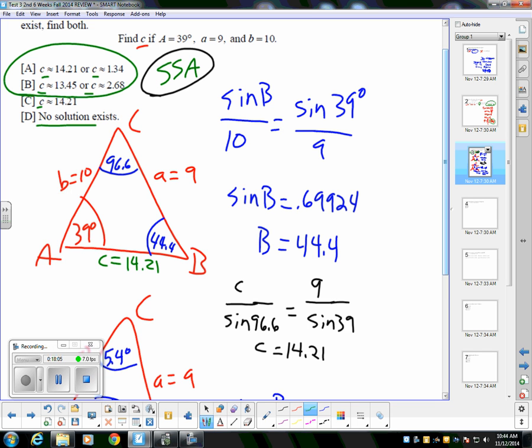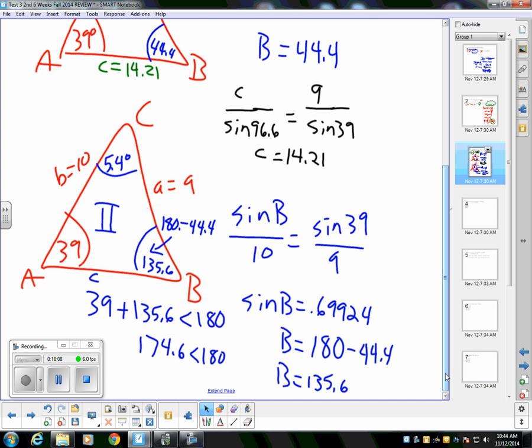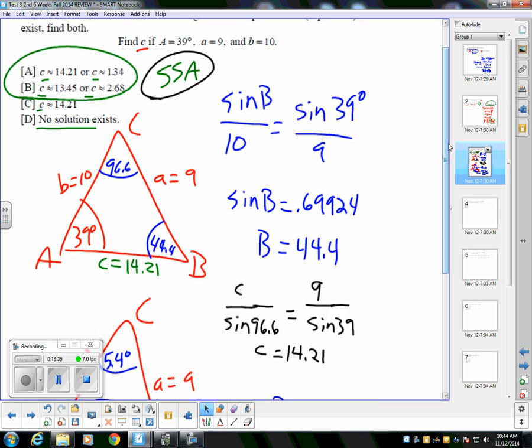I got 5.4. The question is, how did I get 5.4? First thing, I have to consider the fact that this angle B, the new angle B right here, could be the supplement of this angle B up here. If that's true, then this angle B could be 135.6, which then if I use angle addition and work it through, 180 minus the sum of 135.6 and 39 is 5.4. Again, my triangle that I drew doesn't do it justice, but that's how that works. So the correct answer here, just by elimination, would be A. A is the correct answer here.